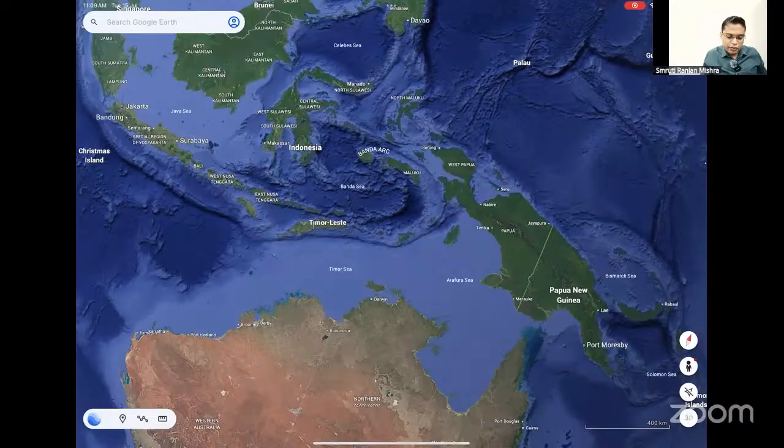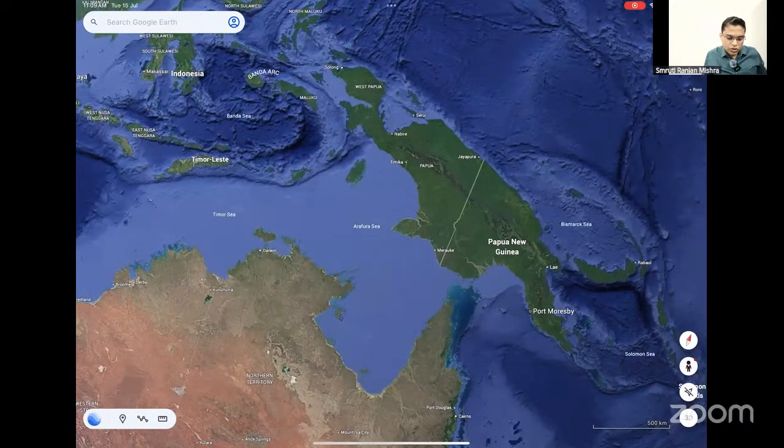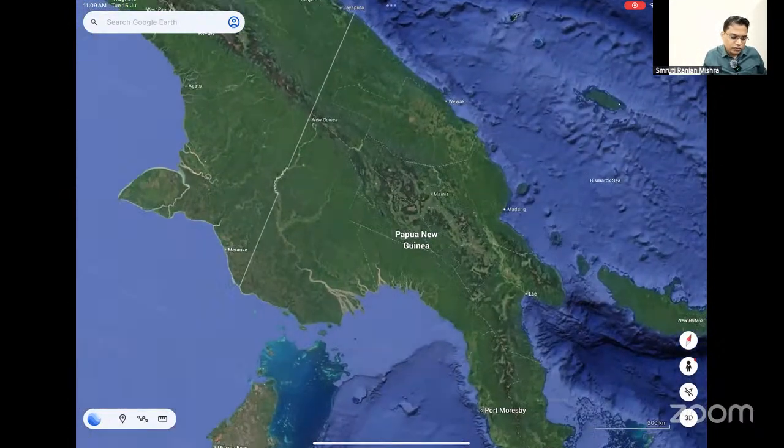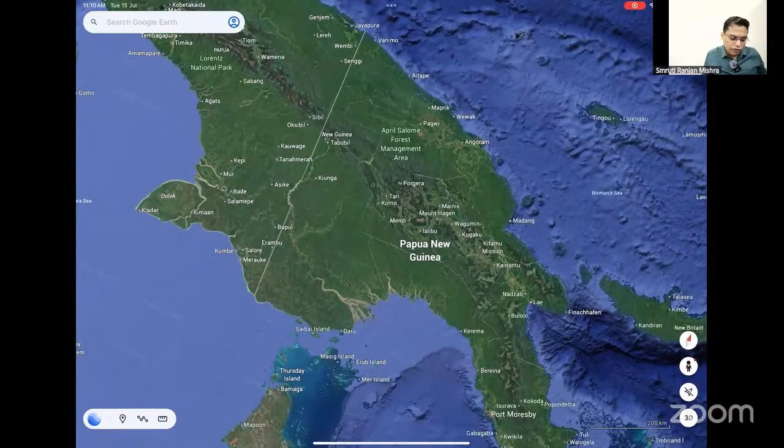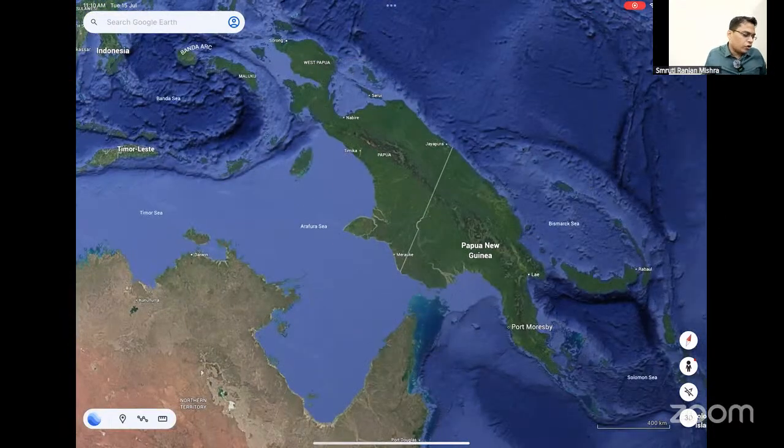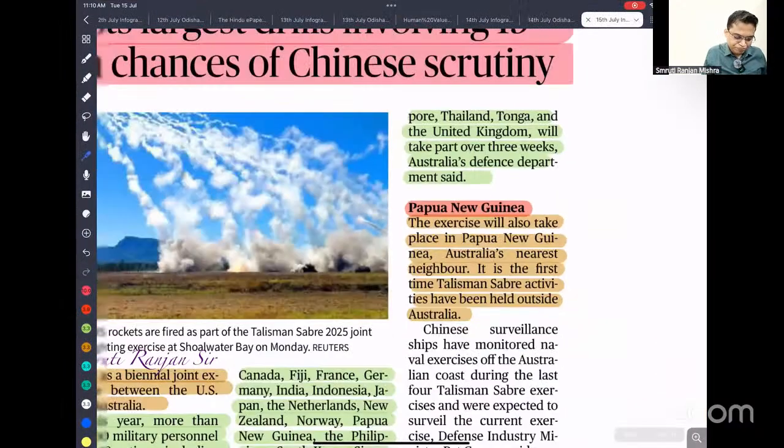I think you can see it. Papua New Guinea is located here. So you have to map all these things so that you know which country is located where. By looking into the map, it will improve your understanding as well.